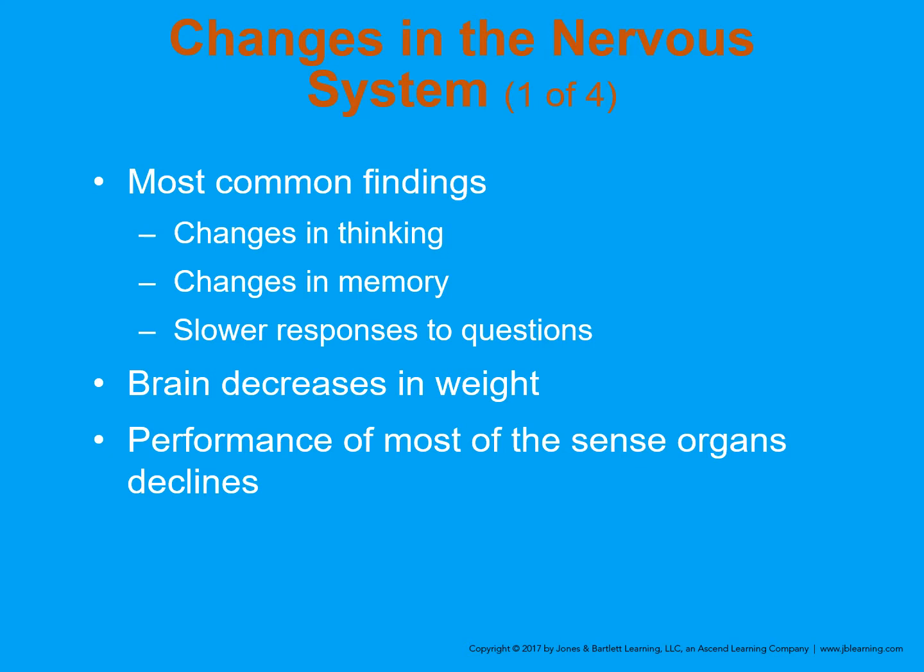So the nervous system breaks down. It weakens. Brain decreases in weight. It's actually shrinking. Performance of most of the sense organs declines. This is why the sensory organs, like the tongue, are not as sensitive.